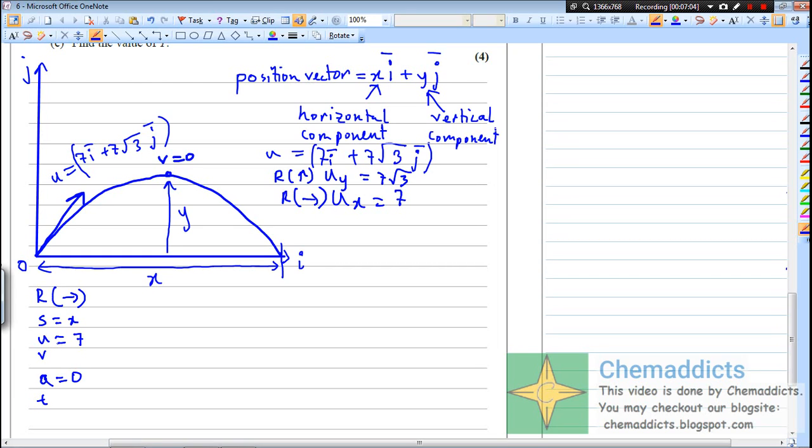Why? That's because the only force that is acting here is gravity. Since the only force acting here is gravity, there is no force on the horizontal component. So that is why the velocity is constant. The initial velocity would be equal to the final velocity in the horizontal direction, so this should also be 7.